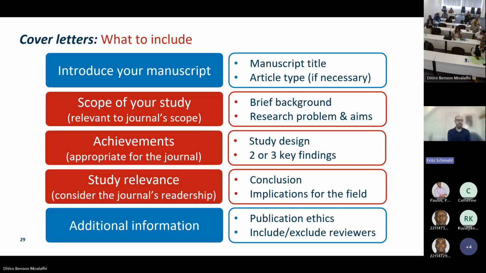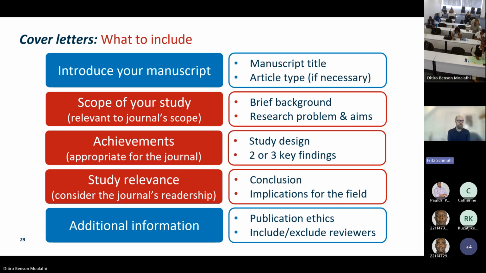You need to make again here the connection, how that is relevant to the aims and scope of the journal. Very briefly sketch the study methodology. If you have five or six key findings, you limit yourself here really to the most important two or three. But don't sketch that too much, because with one or two key messages, key findings, you want to grab the attention of an editor-in-chief.